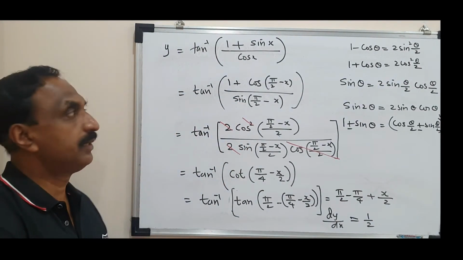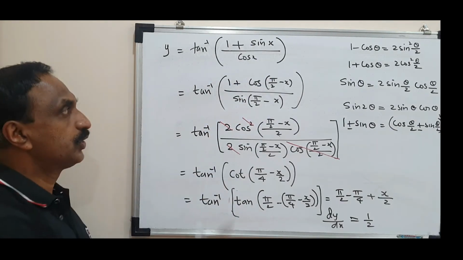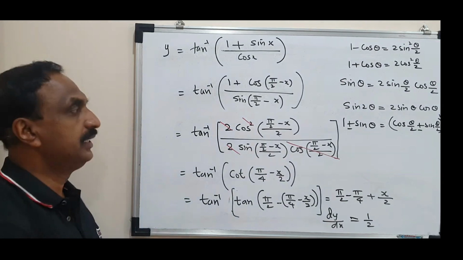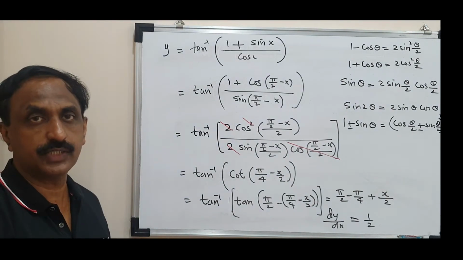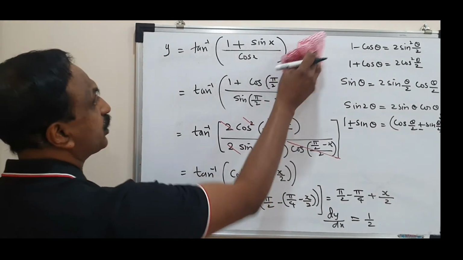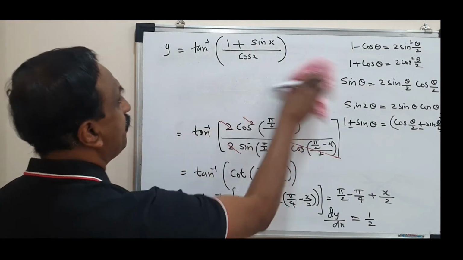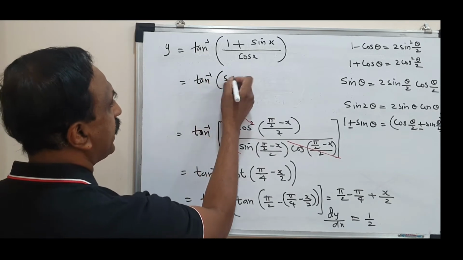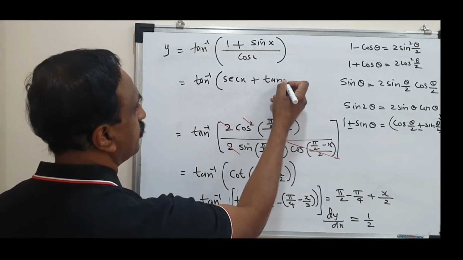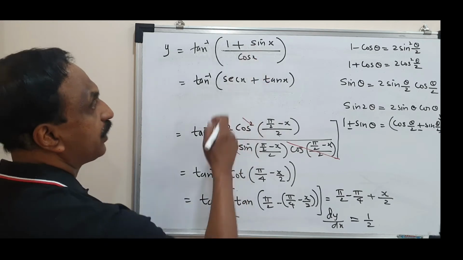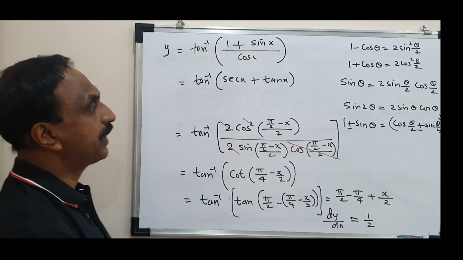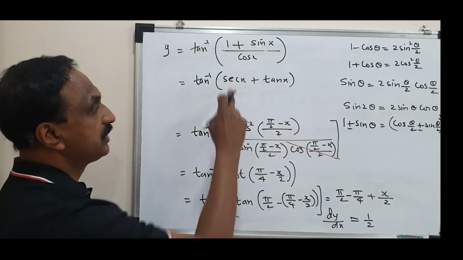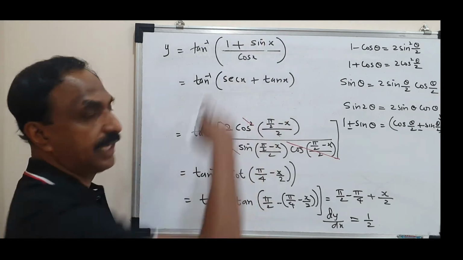This way we can simplify if 1 plus sine comes. So remember, when 1 plus sine and 1 plus cos come, both cases use the same formula so that your calculation will be faster. So sometimes they will give you, instead of giving in this manner, the problem as tan inverse of sec x plus tan x. Remember, sec x is 1 by cos, sin x by cos x is tan x. So they both are the same problem. So don't get confused. Just convert them to sin and cos, apply the same technique.